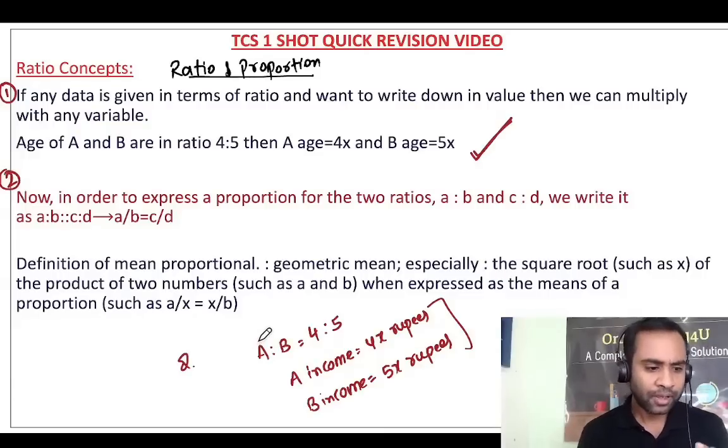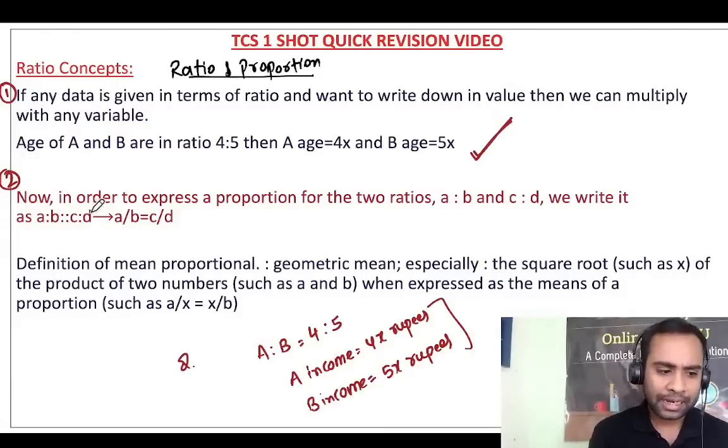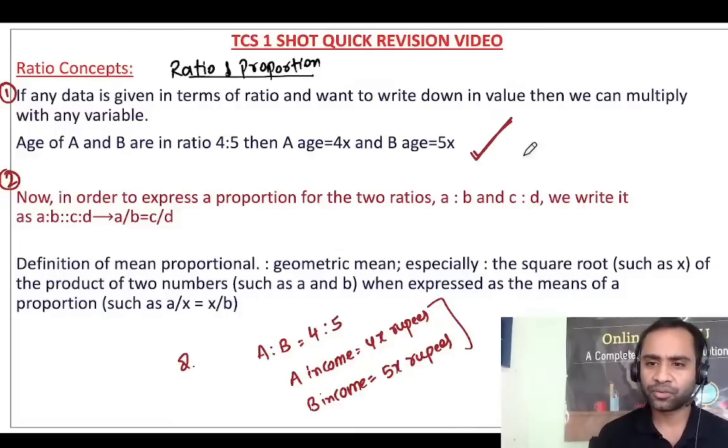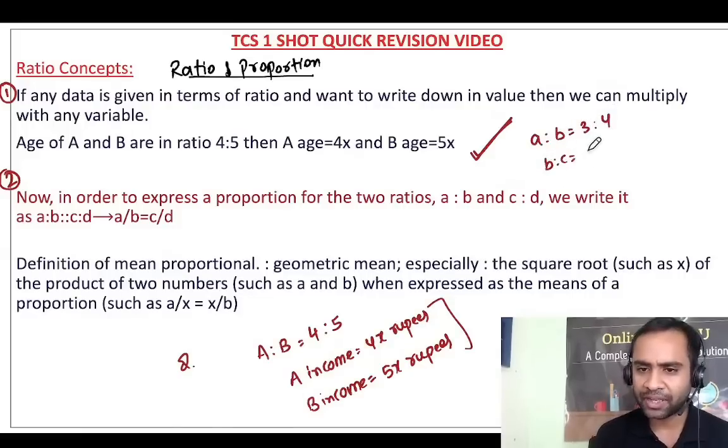Okay, now, in order to express a proportion for two ratios, suppose they have given A is to B, 3 is to 4, and B is to C, or C is to D if it is given 5 is to 6, right?